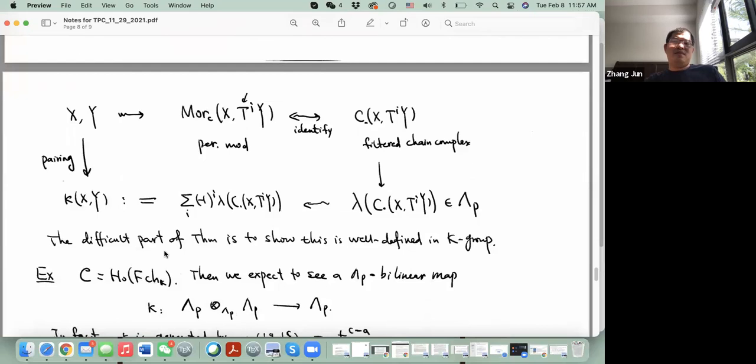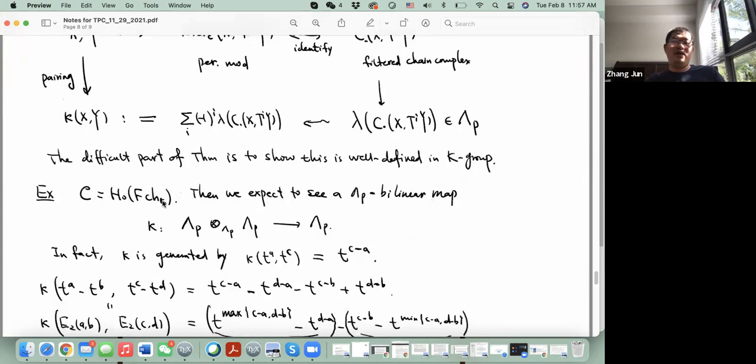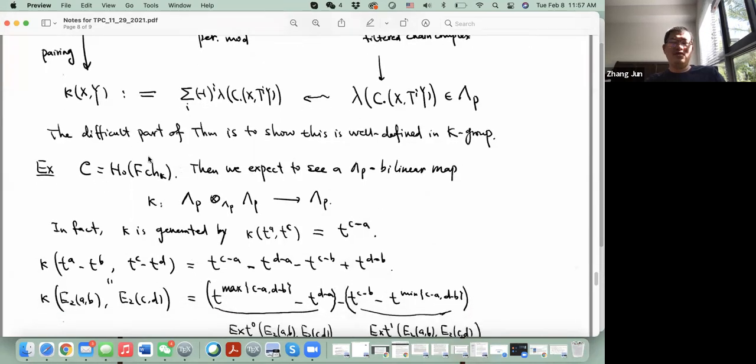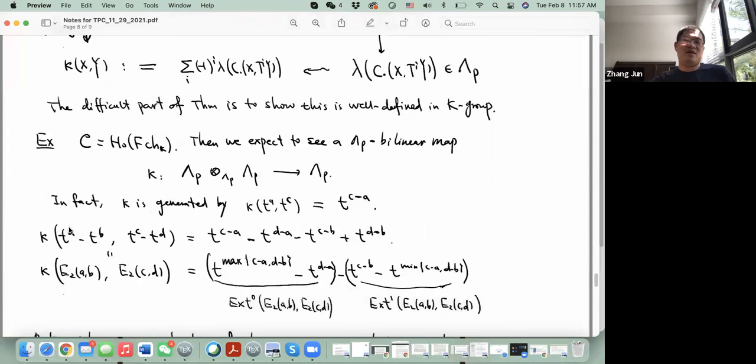Yeah. The difficult part is that everything I described here is for an object. The difficult part is to prove that this is well defined on the K group, and I'll take some time to prove that. Here, again, let's take this very universal TPC, the homotopy category of filtered chain complexes. Now, what does this pairing look like? It looks perfectly fine. Let's take some example. You work out everything here, and it will give you some polynomial like this.